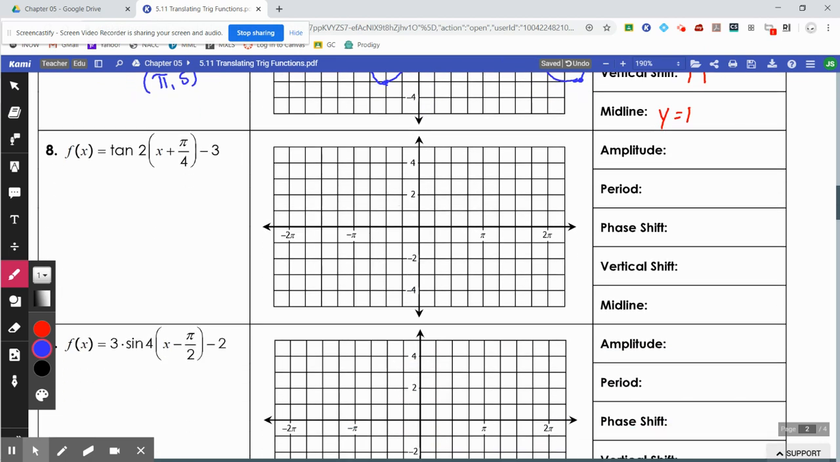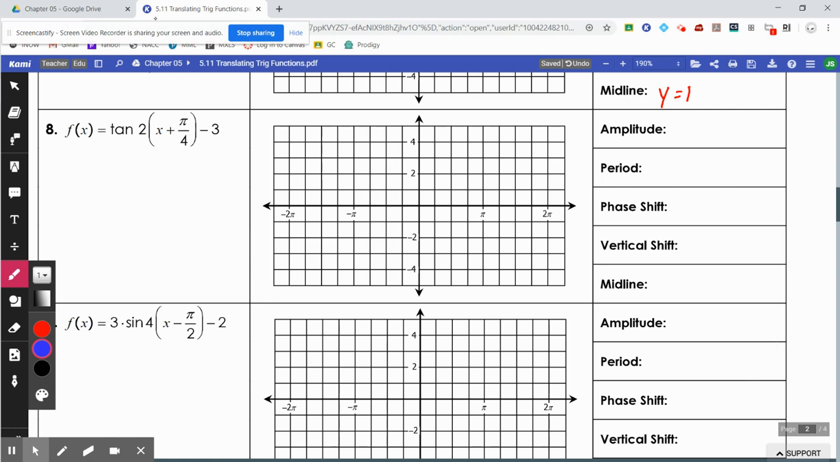Okay, the next one, we have another tangent graph. And again, a tangent does not have an amplitude. The normal period of a tangent function is going to be pi.